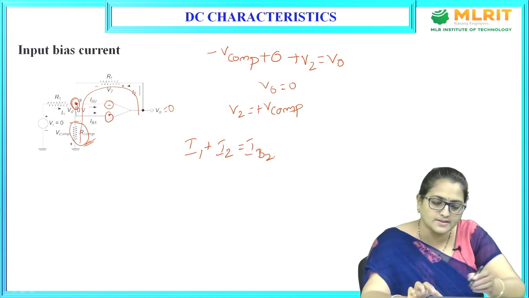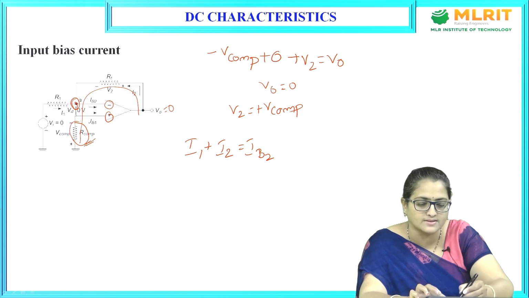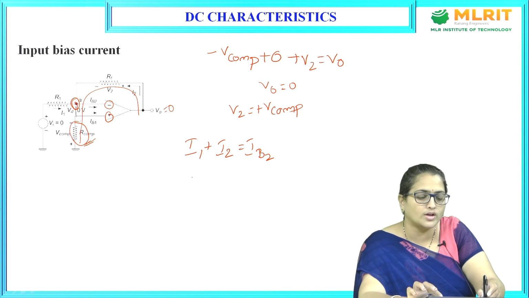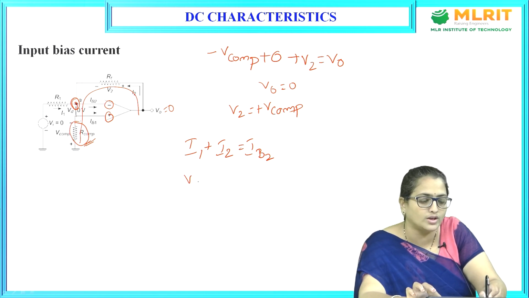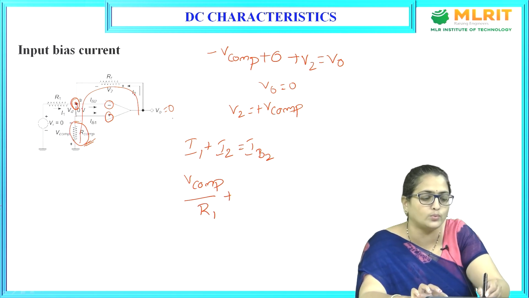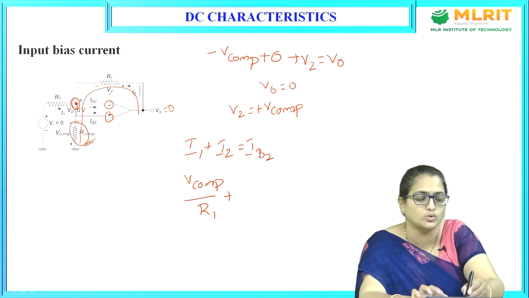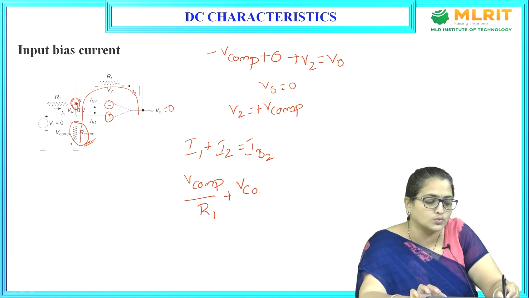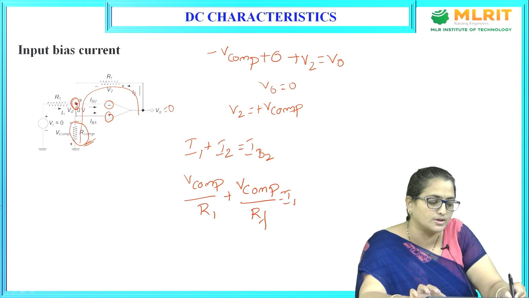So, I compensator I1 can be given as C by using a virtual ground concept. The voltage across this is V compensator. So, the voltage across here will also be equal to V compensator. So, your I1 can be given as V compensator divided by R1, and I2 is given as, we need to get V0 equal to 0, you need to choose V2 equal to V compensator. So, your I2 can be given as V compensator divided by RF, which is equal to IB2.